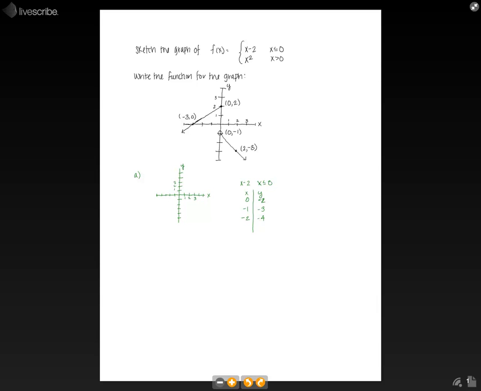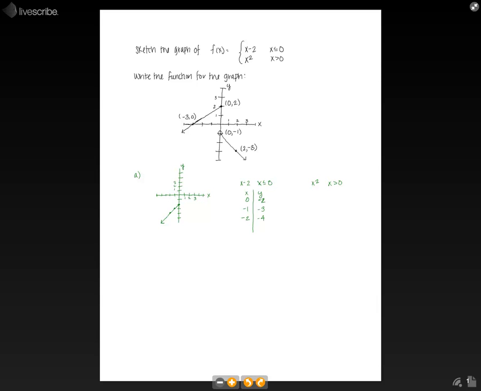Alright, so let's plot these points. So we have 0, negative 2, that's right here. And then negative 1, negative 3. And negative 2, negative 4. So when we connect our line, we're going to only go to the left, because we know that to the right we have a different function. Alright, so to the right we have x squared when x is greater than 0.